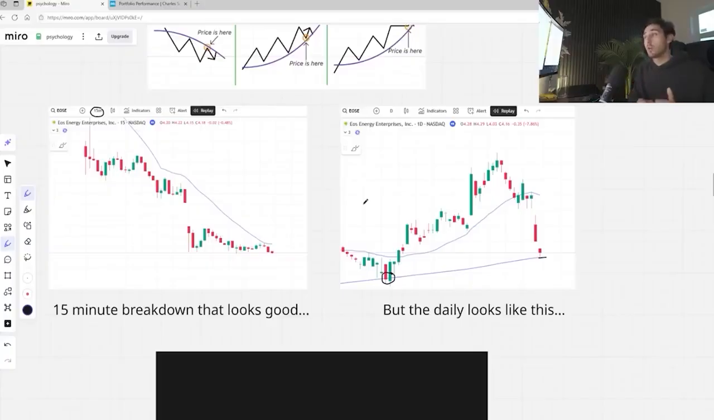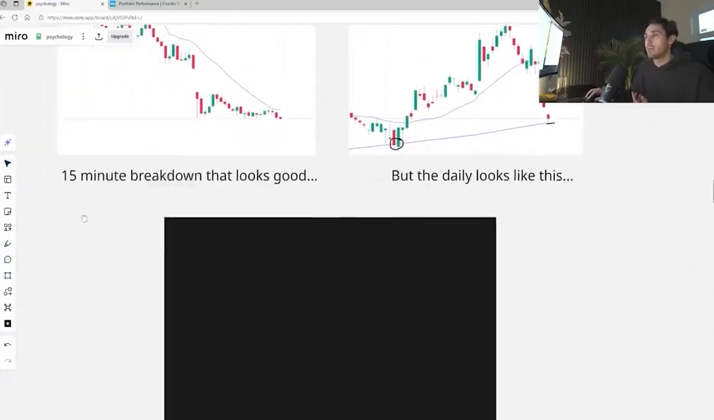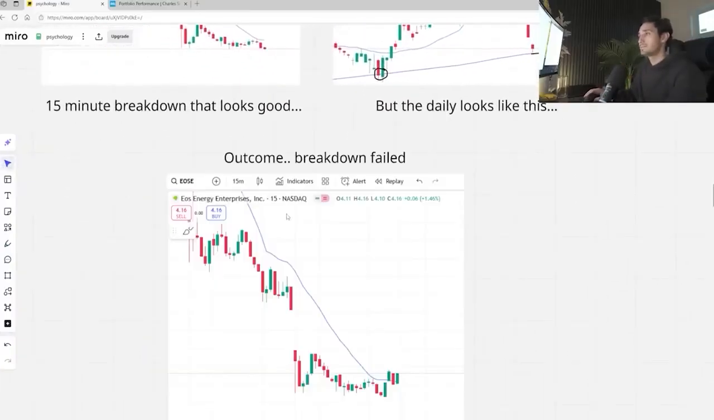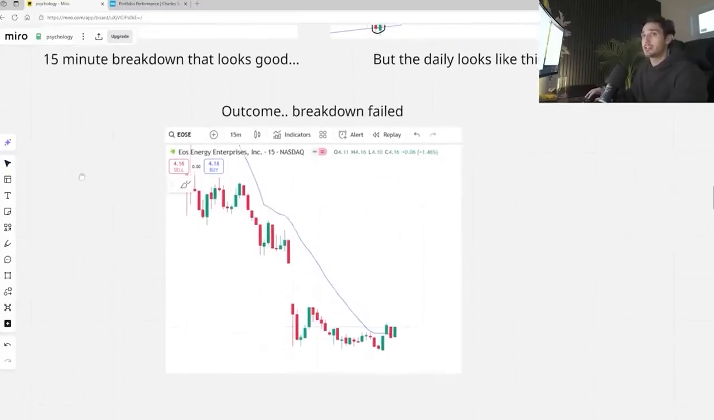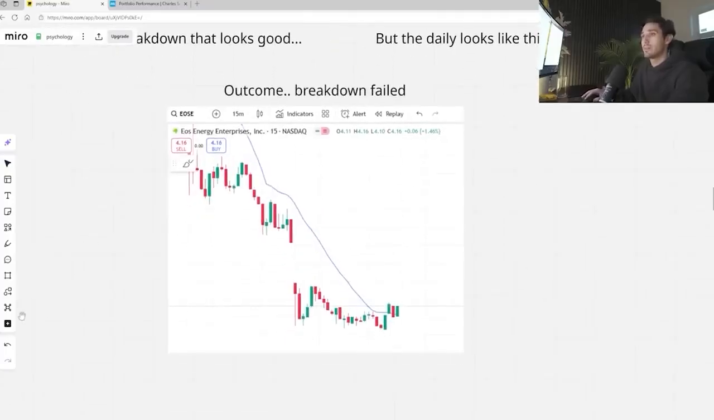15-minute looks good, but we have to check the higher time frame, which is the daily chart, and then we see that this stock is into support. So what was the outcome of this trade? Well, it didn't end up working. It actually ended up failing, right? It basically triggered, and then immediately failed, and it would have hit your stop loss.